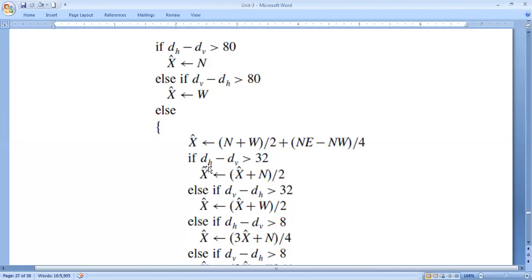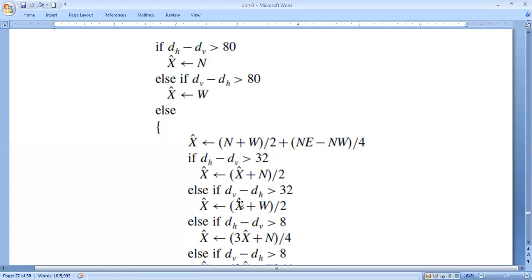Again, if DH minus DV, means the difference of DH minus DV, is greater than 32, then x will be encoded as (x plus n) by 2. And the opposite of this, means DV minus DH, initially DH minus DV, now DV minus DH is greater than 32, then x will be encoded as (x plus w) by 2.